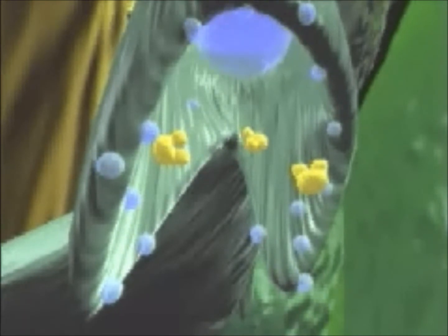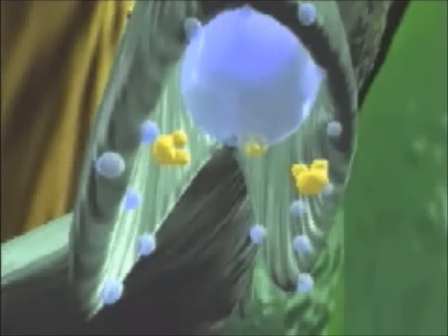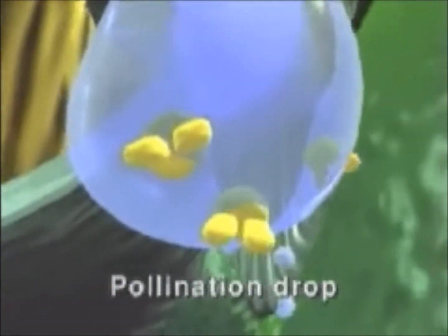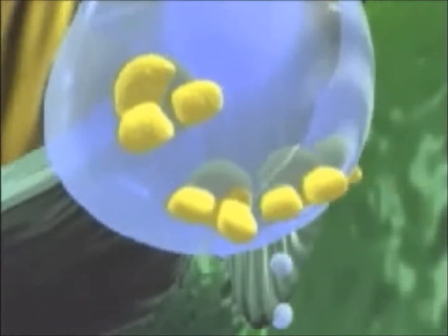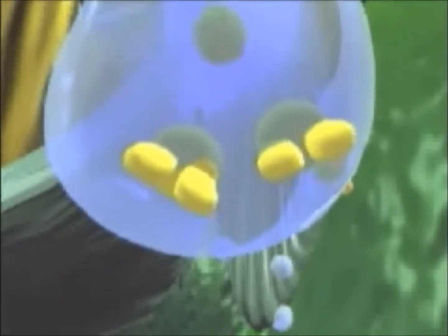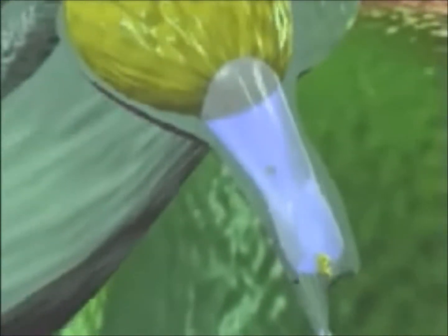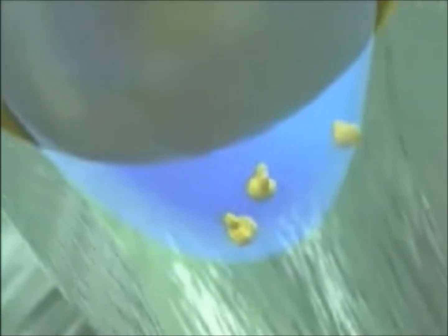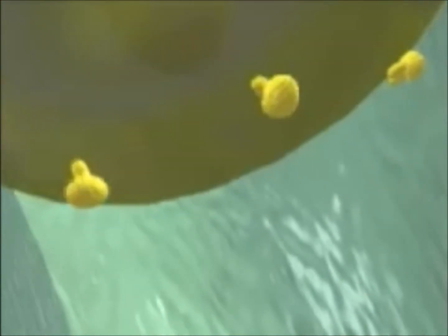The megasporangium secretes a fluid which fills the micropyle. This is the pollination drop. Pollen grains on the surface of the micropylar arms are transferred to the pollination drop. The pollination drop soon recedes, leaving all pollen grains located on the surface of the megasporangium.